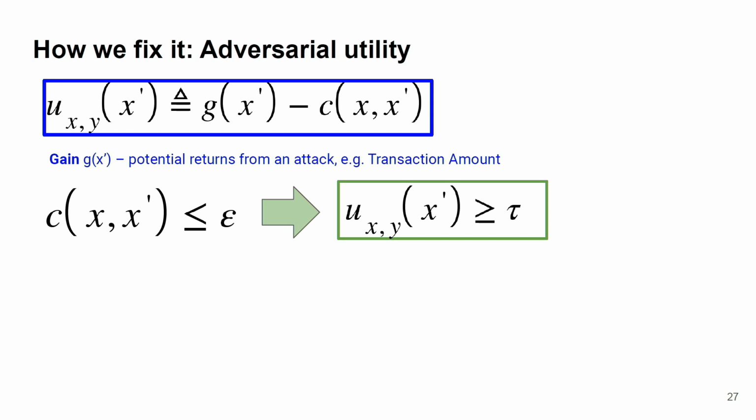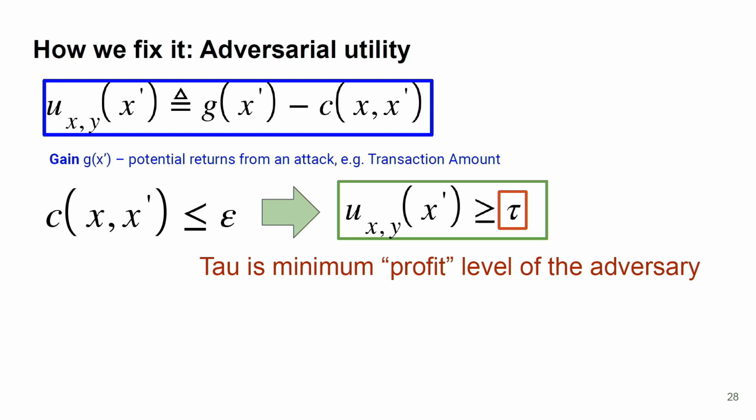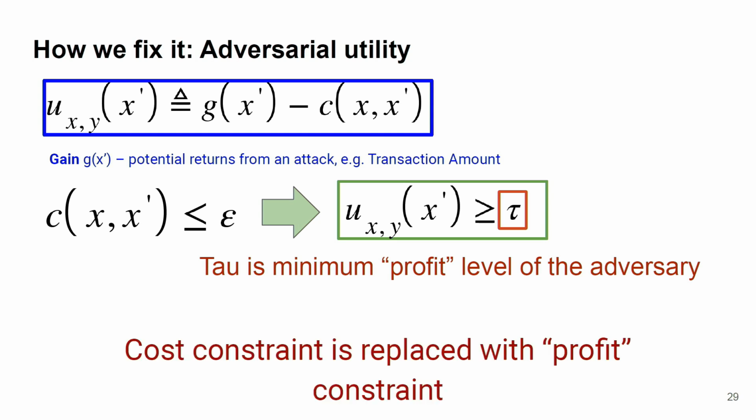It represents the profit which the adversary has after mounting a successful attack. And now, instead of bounding the adversary with the cost which he needs to spend, we can bound him with the profit. And instead of saying that the adversary doesn't want to spend more than $20 for an attack, we say that the adversary wants to attack only targets which will give him more than $100, which is, in our opinion, a much more realistic constraint for an adversary.